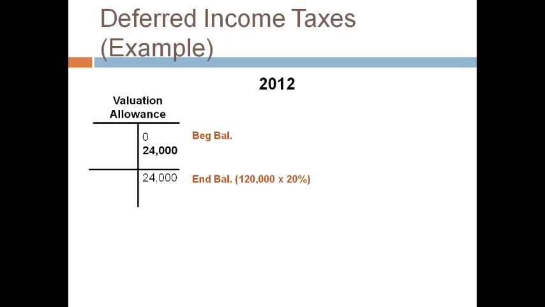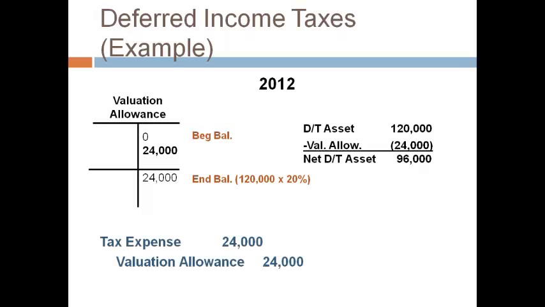The company had a beginning balance of 0 in 2012, and it was determined that a $24,000 balance was necessary. The entry is recorded for the difference in the beginning balance and the computed ending balance. The contra account reduces the asset and an expense is recorded. The company will report a net deferred tax asset of $96,000 on the balance sheet.